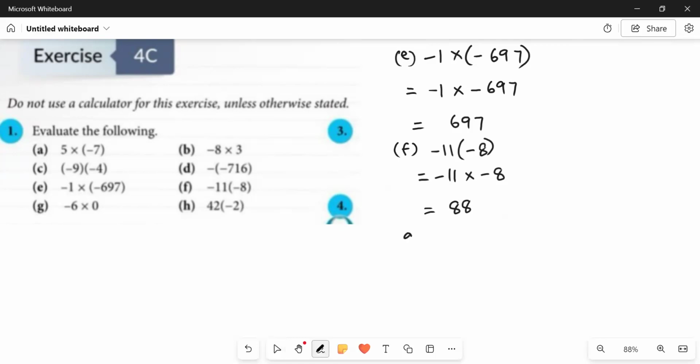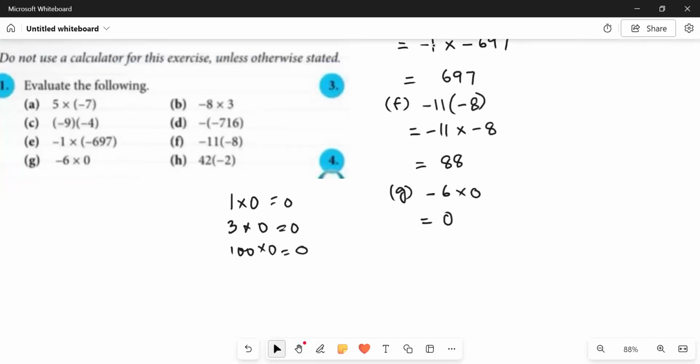Okay. Then we have part G, minus 6 multiplied by 0. So we have already learned whenever a number is multiplied by 0, for example, 1 into 0 is equal to 0, 3 into 0 is equal to 0, 100 into 0 is equal to 0. Whenever a number is multiplied by 0, it gives a product of 0. It makes everything 0. So it won't be positive or negative because 0 is not an integer. It would be a 0. Simple.